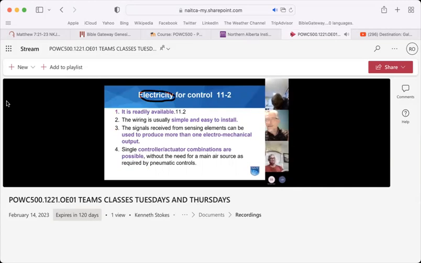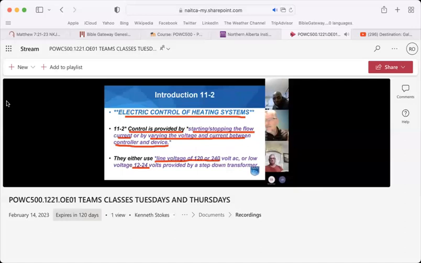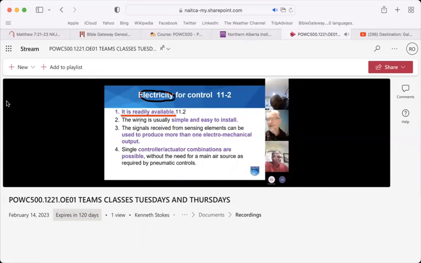Why do we use electricity to control heating systems? Usually we have electricity readily available. We have these voltages around in the plant, in the factory, in the buildings. And with a transformer, it's really easy to get a lower voltage than 120 or 240. Wiring is generally quite simple and easy to install compared to pneumatic control, or control by air signals.